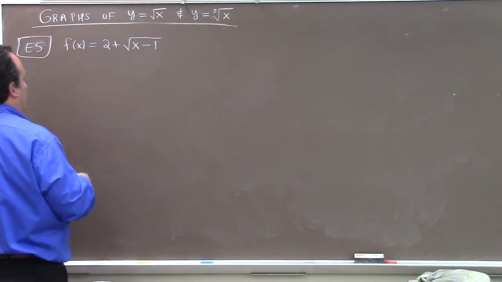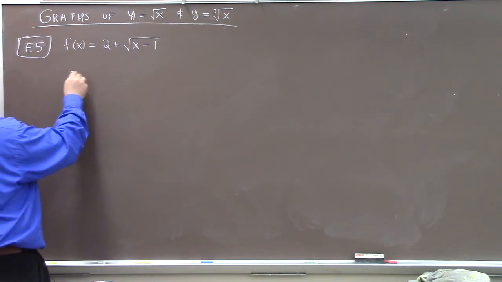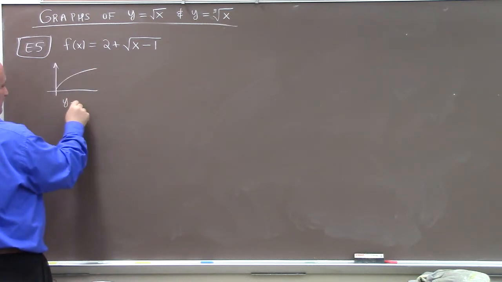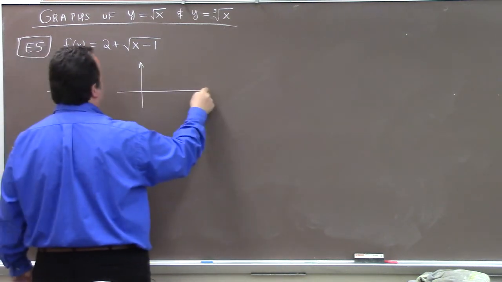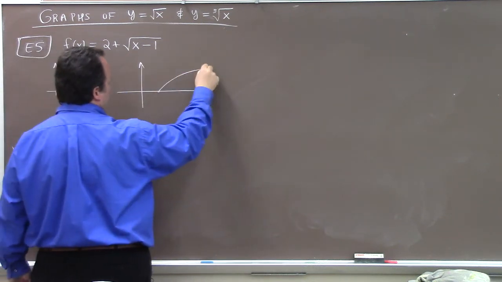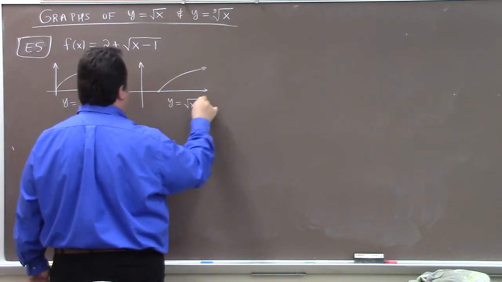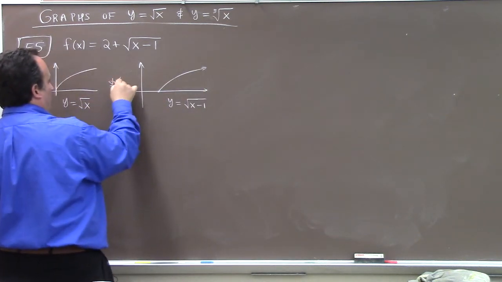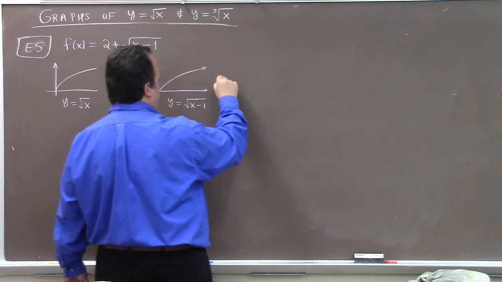So we can either use, this one, the transformation of graphs idea is pretty easy. We start with y equals square root of x. All right. Then square root of x minus 1 takes this one and shifts it 1 like that. Then, so shift right 1, and then we shift up 2.